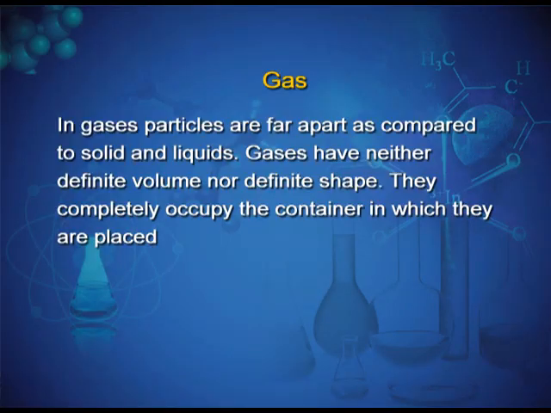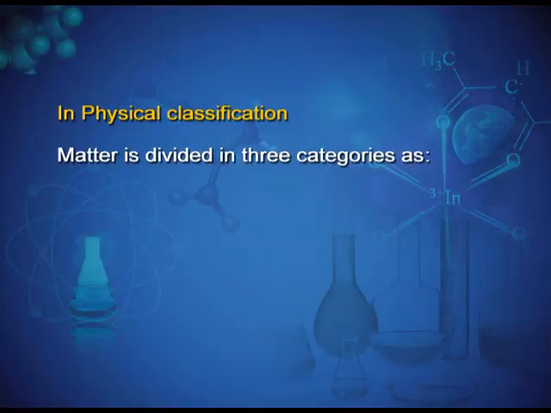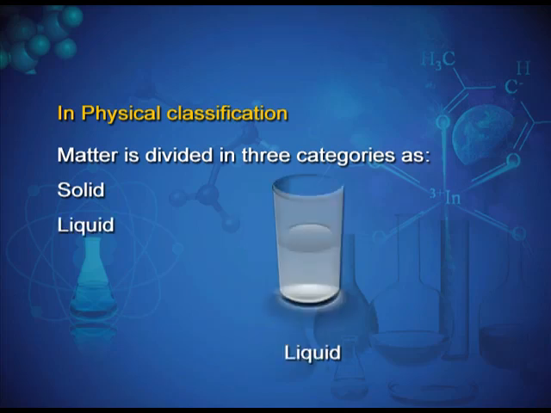Gases. In gases, particles are far apart as compared to solids and liquids. Gases have neither definite volume nor definite shape. They completely occupy the container in which they are placed. Classification of matter: matter can be classified in two categories. First is physical classification and second is chemical classification. In physical classification, matter is divided into three categories: solid, liquid and gas.